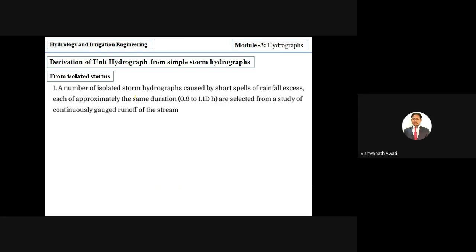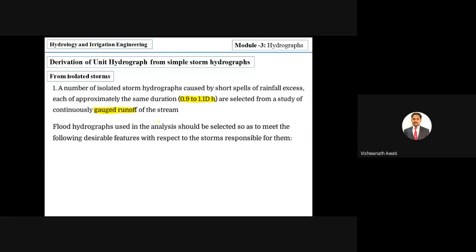The first step is to select a number of isolated storm hydrographs caused by a short spell of rainfall excess, each of approximately the same duration. We collect the data of different isolated hydrographs, with a duration between 0.9 and 1.1 times r, selected from the study of continuously gauged runoff. So continuously monitored gauged runoff data will be collected. But the flood hydrograph used in analysis should be selected so as to meet the following desirable features with respect to the storms responsible for them.